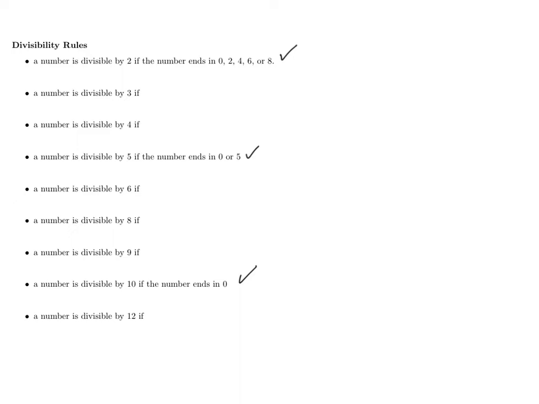Now, there are also rules for 3, 4, 6, 8, 9, and 12, and I'd like to discuss those next. The two that are most similar to the 3 rules that we have listed here are for if 4 divides into a number or if 8 divides into a number. Let's look at this one first. A number is divisible by 4 if the last 2 digits is a number divisible by 4.